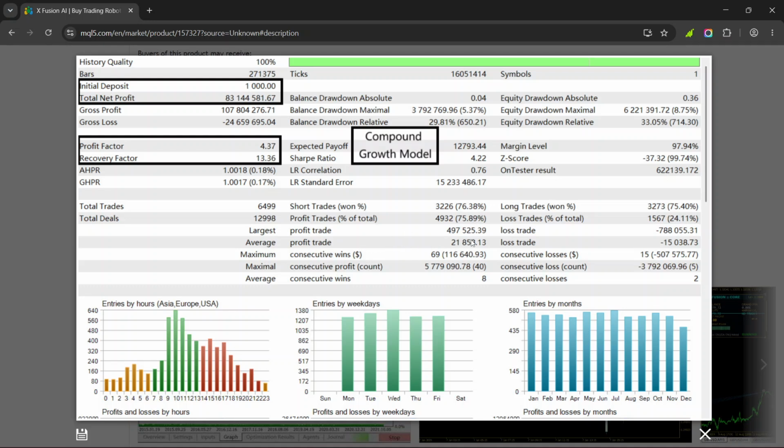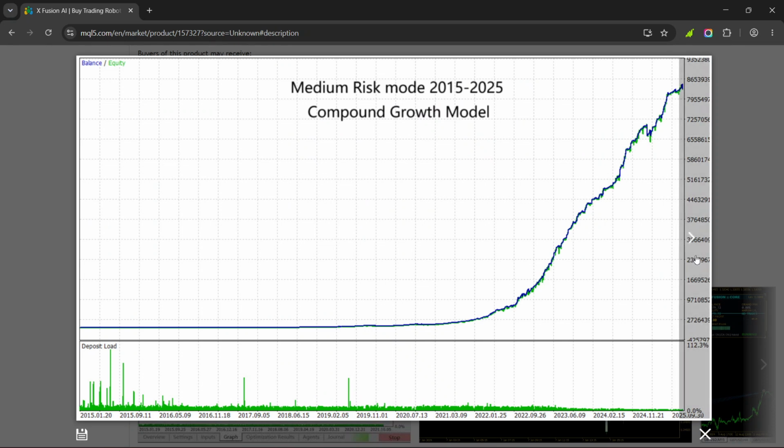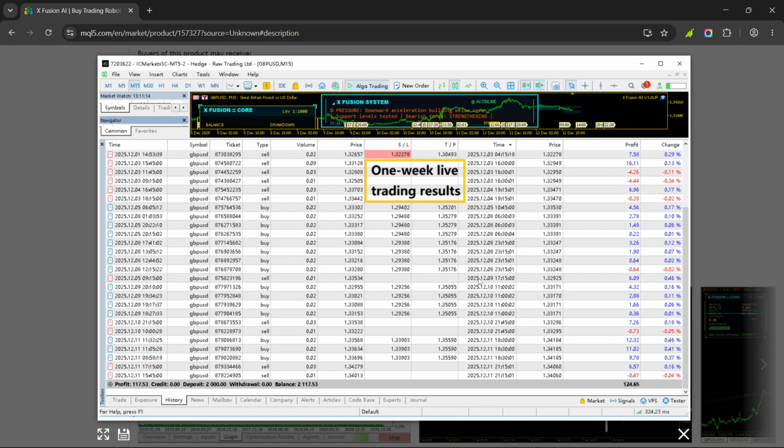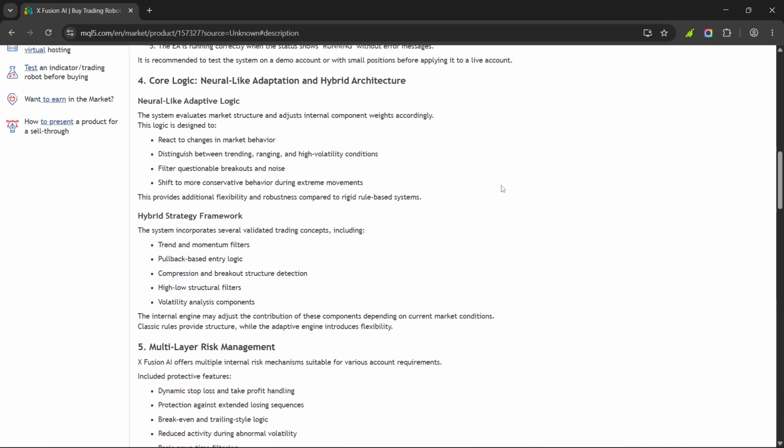The average profit rate is still higher than the average loss rate. And they say it's a compound growth model. Drawdown is relatively low, 5.37 for balance max, equity max 8.6, 8.7. You have your live trading results and a signal.